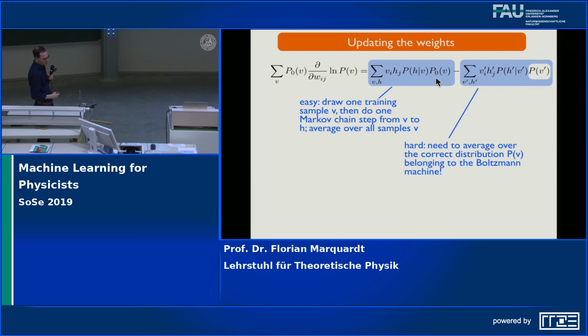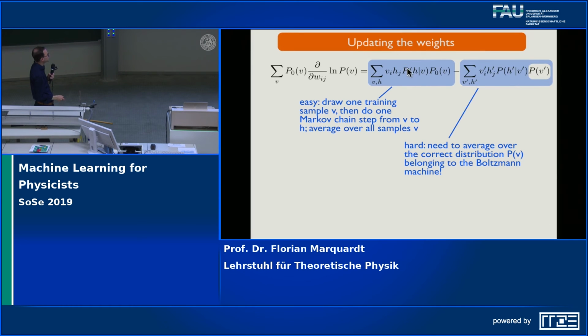So again, you just draw a random V from the training distribution, P0. You make the step from V to H. You take this product, and then you do it many, many times. You take the average. This is what will result. So this is actually not very difficult to get this first term, even if you don't have explicit access to P0. You just sample from P0. What is much more difficult is the second term.